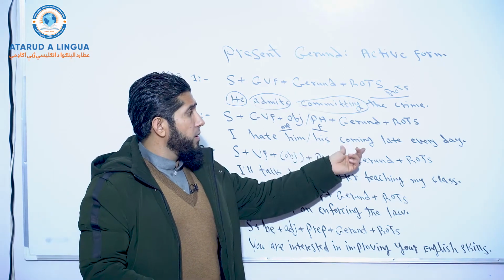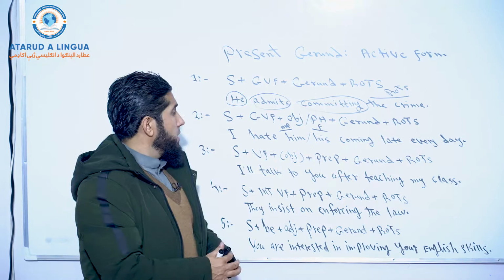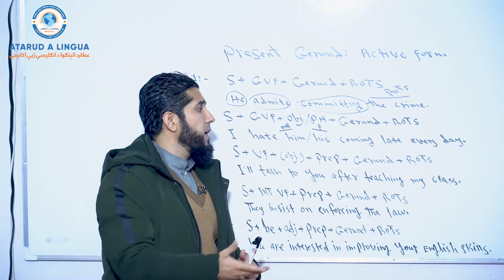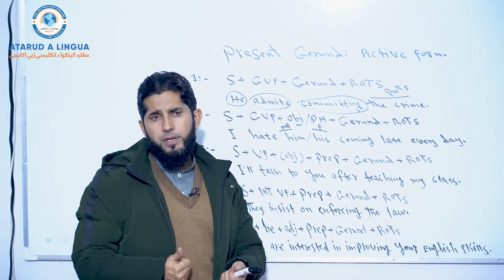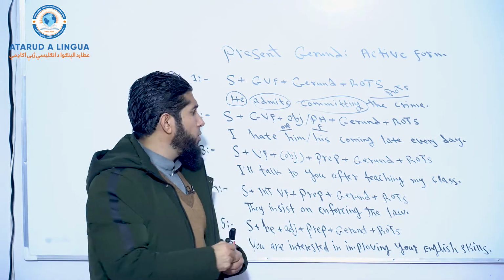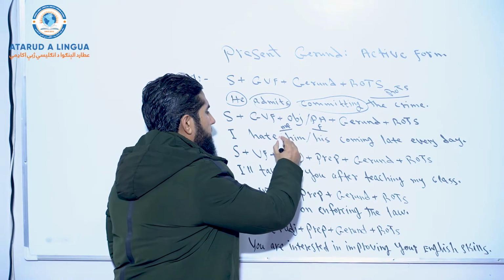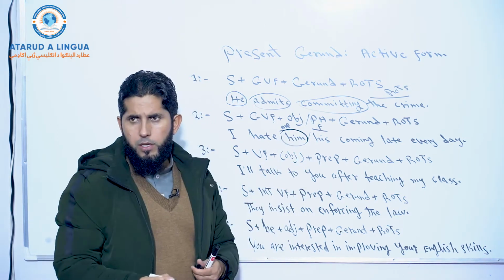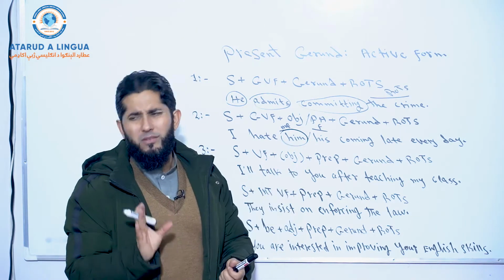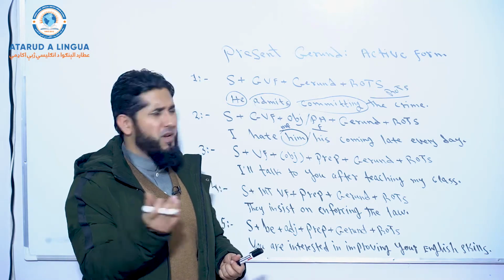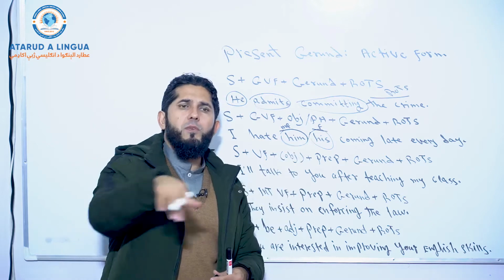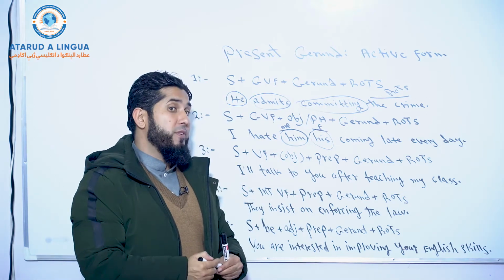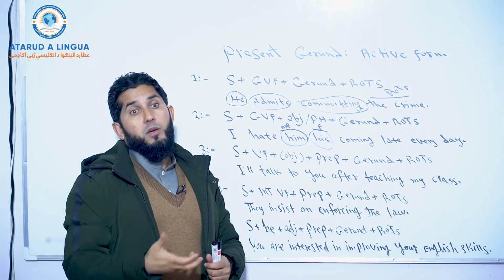And then gerund, and then the rest of the sentence. So, I hate him coming late every day, or I hate his coming late every day. Now, if you use an object pronoun here, it will be somehow informal, like in spoken English. But if you use a possessive adjective, I hate his coming late every day, it will be somehow more formal. So what if it's a noun instead of a pronoun?